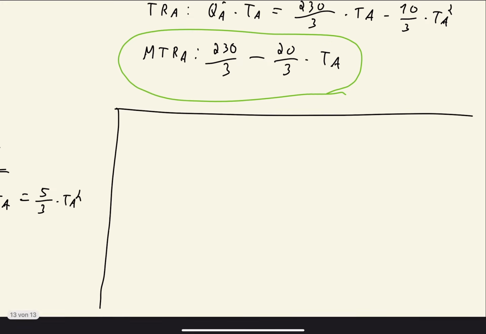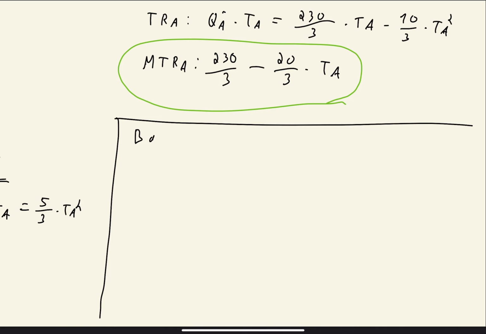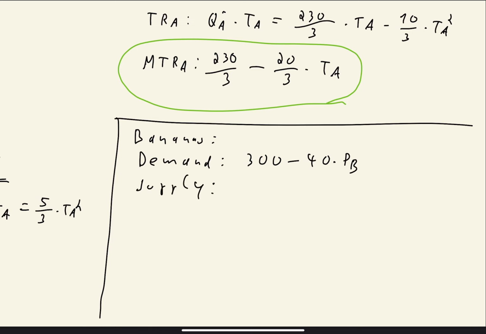Let me just separate it here. So let's go to bananas now. So the demand is 300 minus 40 times the price of bananas. And the supply is 120 plus 3 times the price of bananas.